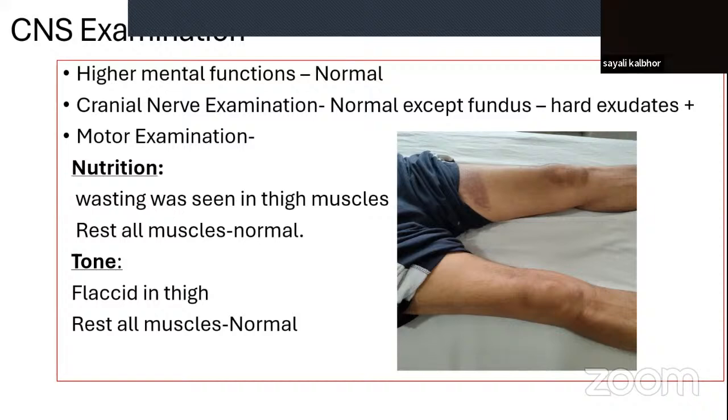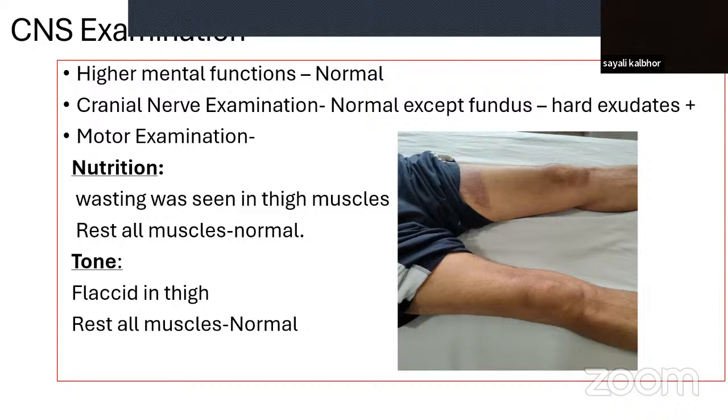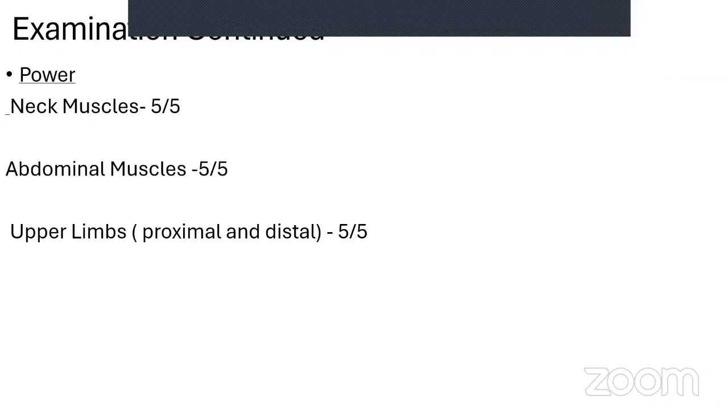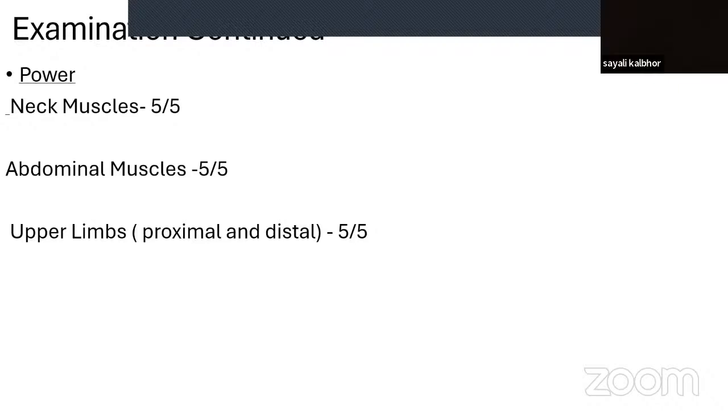Nutrition, there was wasting, which was seen in the thigh muscles predominantly, and the rest of the muscles were normal. The tone was also flaccid in the thigh, and in all other muscles it was normal. You can see the wasting in the thigh muscles. It is symmetric. Then the power in the neck muscles, abdominal muscles and upper limbs was almost 5/5.